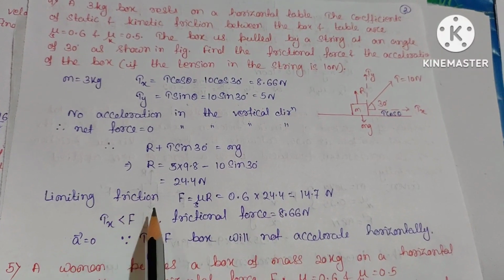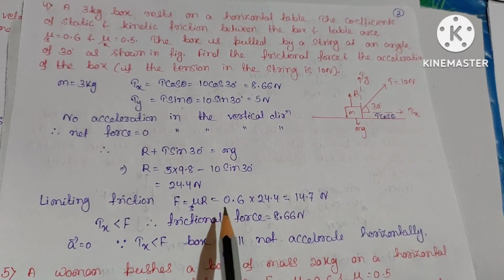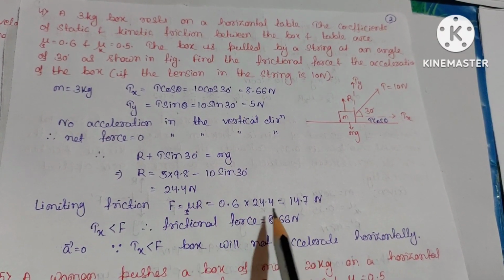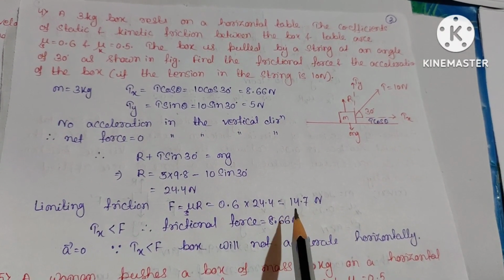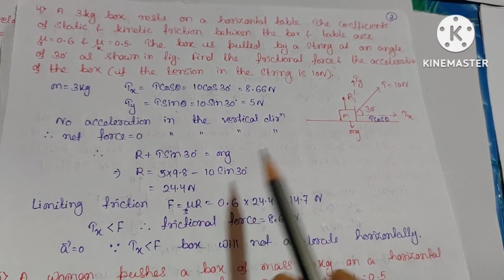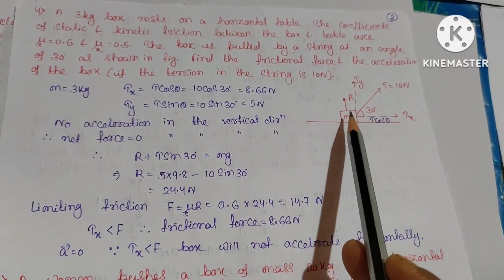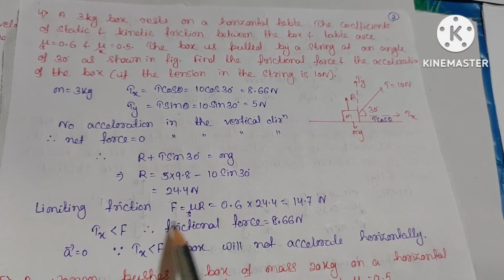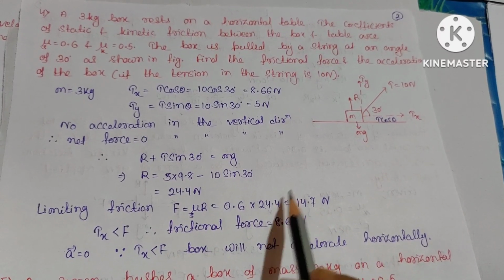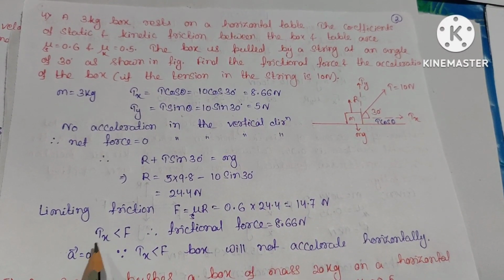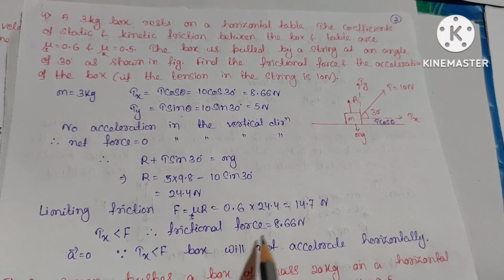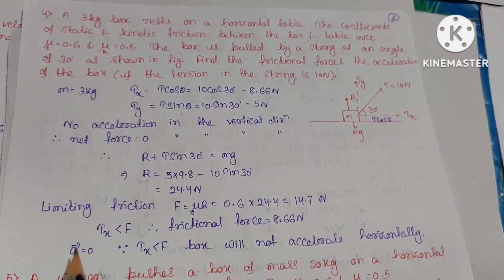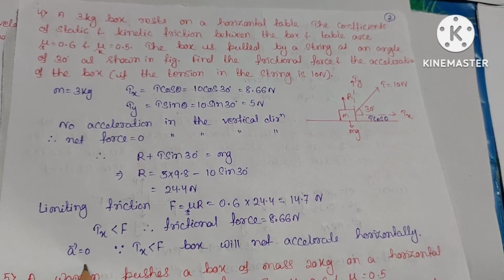Then the limiting friction is mu s R. So that is mu s is given 0.6 into our normal reaction 24.4, that is 14.7 Newton. Here you can see that this T cos theta, the horizontal force, is 8.66 Newton. But the limiting friction is 14.7 Newton. So here Tx is less than F. So the frictional force will be 8.66 Newton. Here you can see acceleration is also 0.